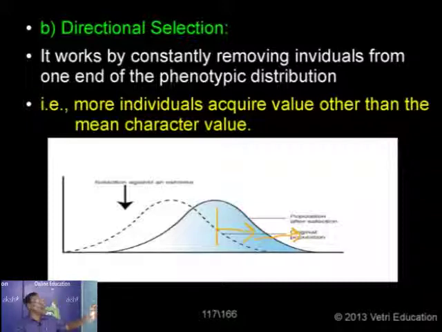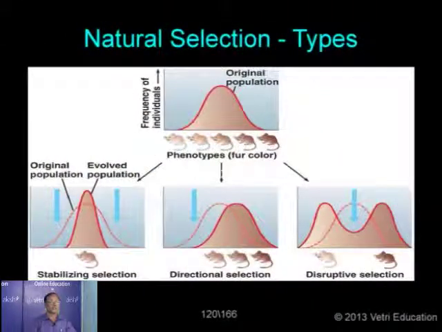So I mentioned already, it works by constantly removing individuals from one end of the phenotypic distribution. So that is why you see that the mean value shows a shift towards another direction, either towards this direction or towards this direction. I'll show another one. See that one, directional selection.